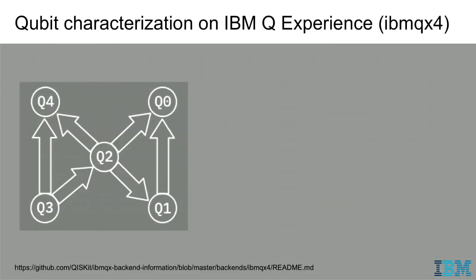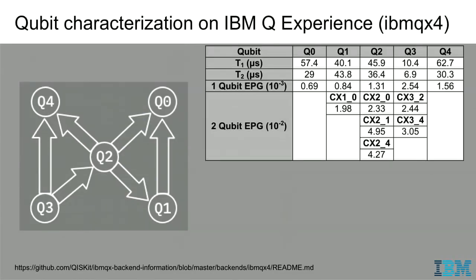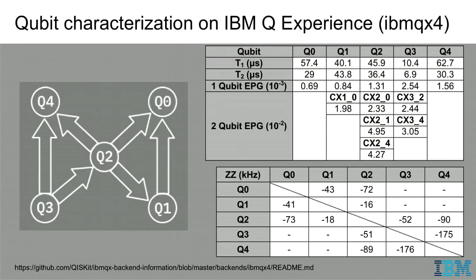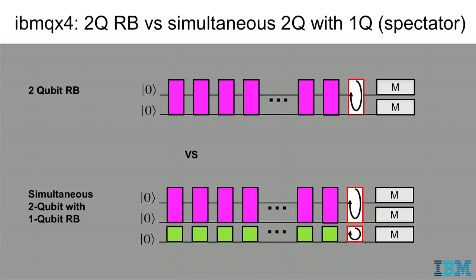So here is a picture of our IBM QX, the 5-qubit device. And these are the typical numbers that you would get on our Quantum Experience website: the T1, T2s, the single-qubit error per gate, and the 2-qubit error per gate. We also have this ZZ information on our spec sheet, which you could get from our Qiskit or our GitHub. Okay, so this 2-qubit RB is the number that we provide. But let's start looking at some other things like simultaneous 2-qubit with single-qubit RB.